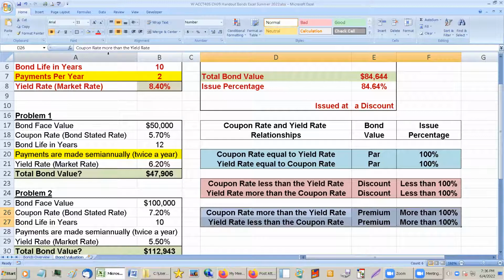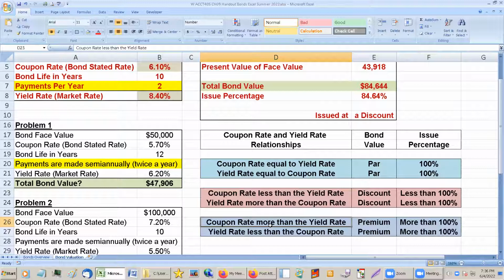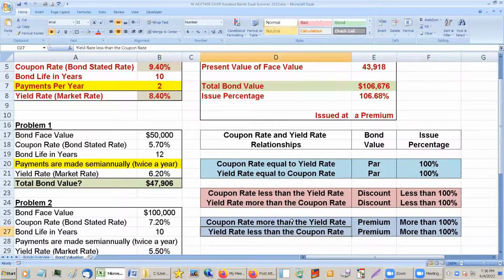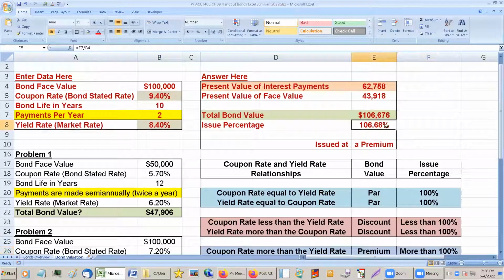Yeah, it looks too much like the first one. That doesn't matter. If the coupon rate is more than the yield rate, it'll be a premium. If the yield rate is less than the coupon rate, it'll be a premium. So these two are actually saying exactly the same thing. In other words, it'll come out to be more than 100%, in this case, 106%.